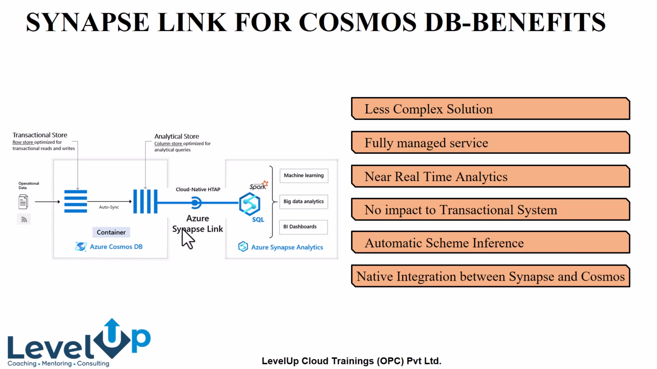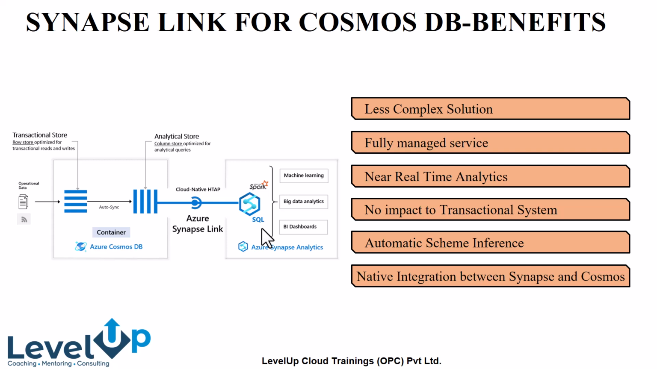Synapse Link basically integrates Cosmos DB and Synapse. Now if we have any data in this container, we can query the data from Azure Synapse. That is a major use.